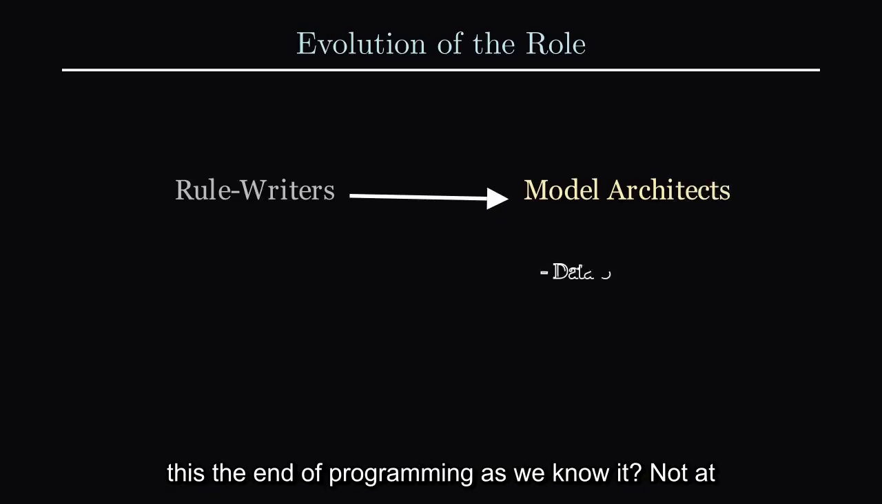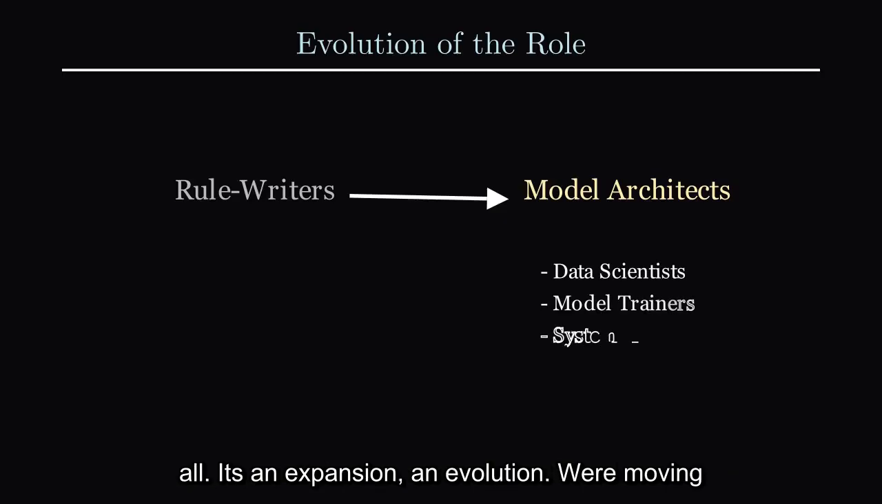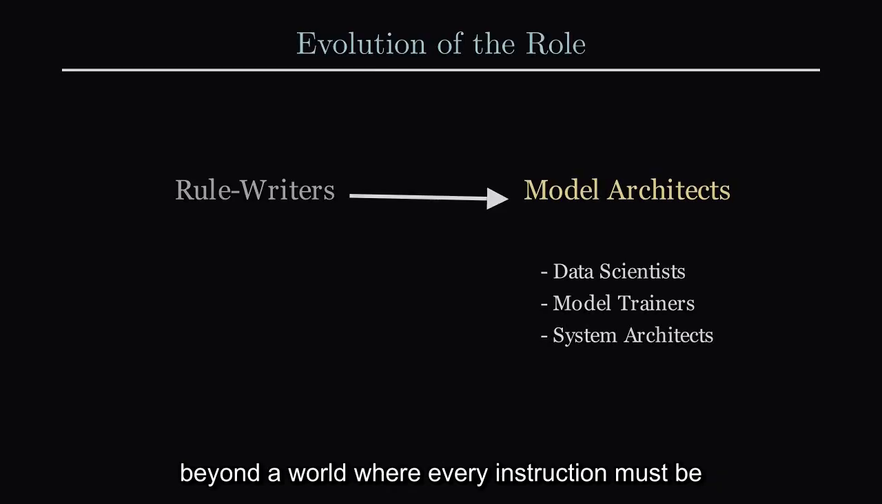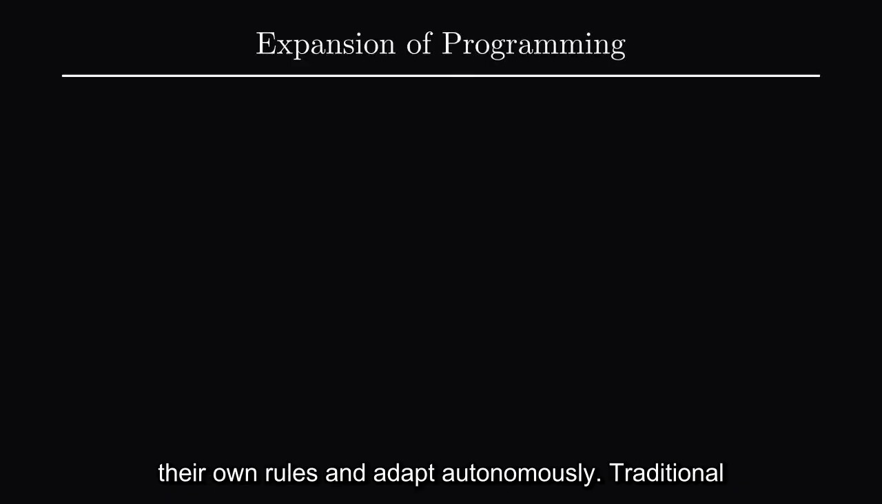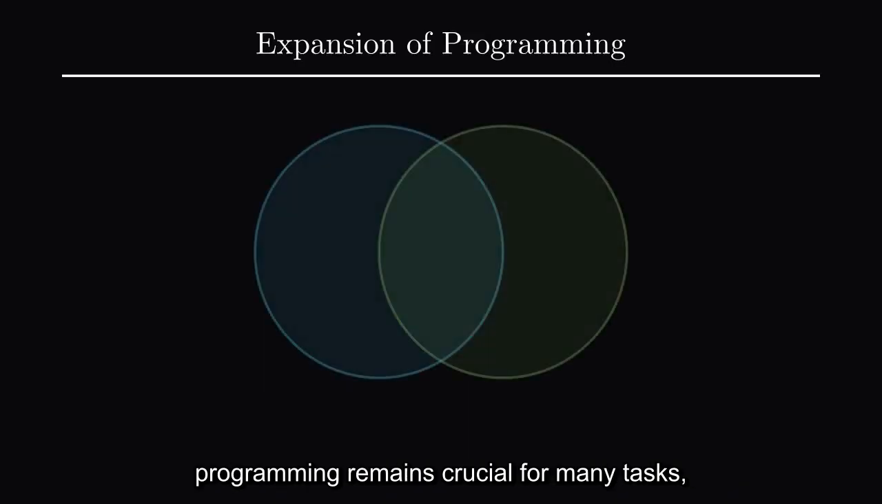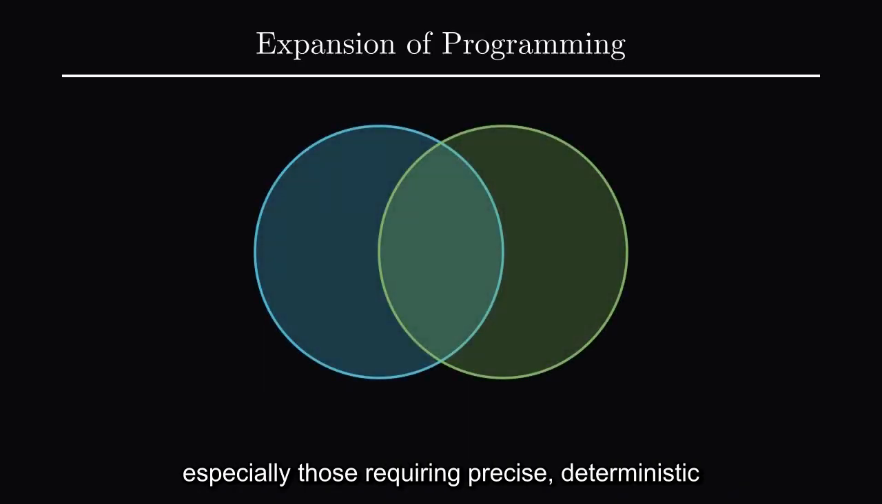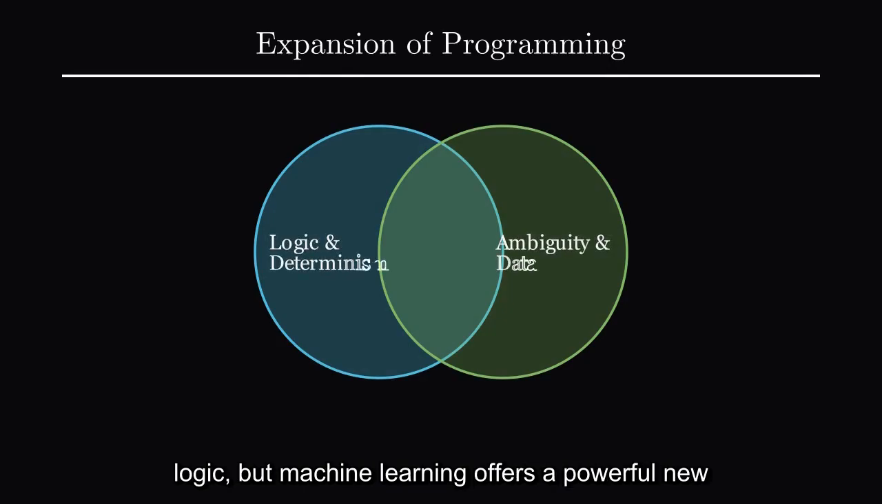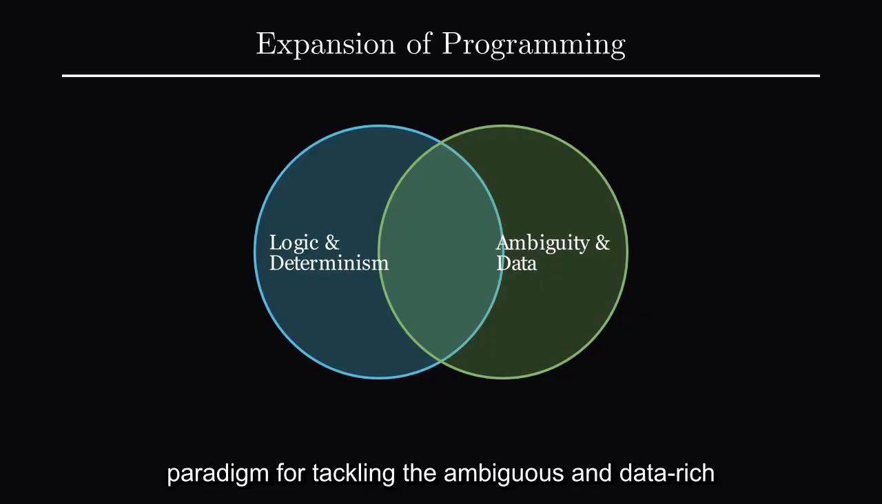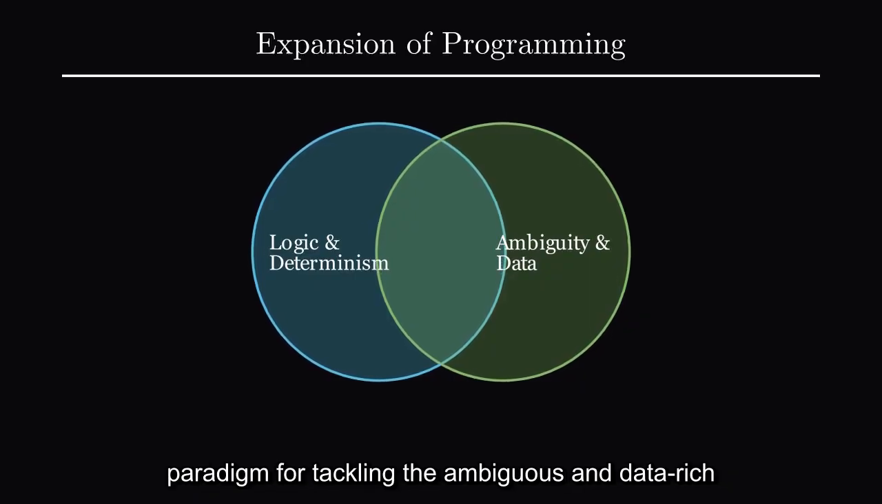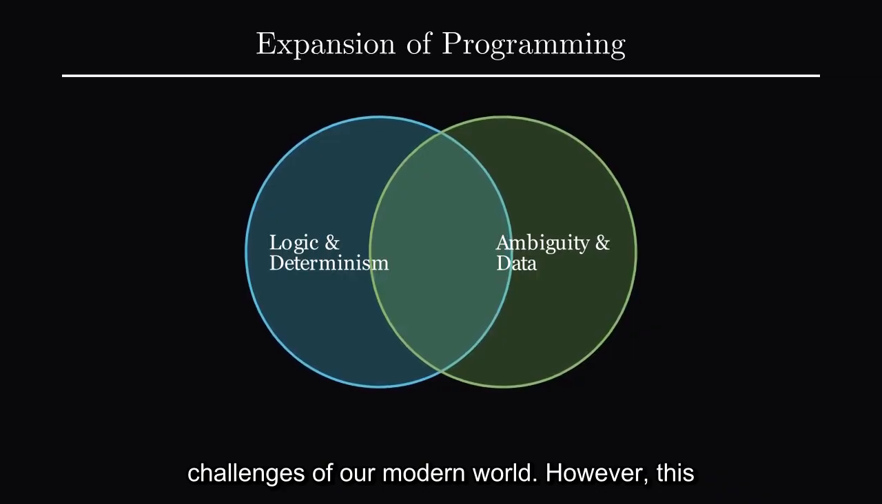So, is this the end of programming as we know it? Not at all. It's an expansion, an evolution. We're moving beyond a world where every instruction must be human-defined, to one where systems can discover their own rules and adapt autonomously. Traditional programming remains crucial for many tasks, especially those requiring precise, deterministic logic, but machine learning offers a powerful new paradigm for tackling the ambiguous and data-rich challenges of our modern world.